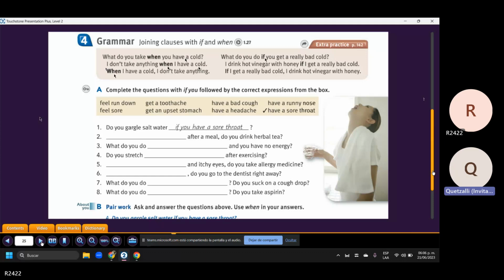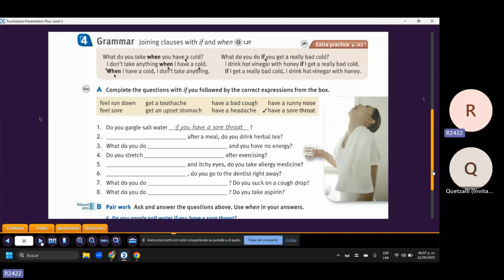Okay, number 5. If you have a runny nose and itchy eyes, do you take allergy medicine? Number 6. If you get a toothache, do you go to the dentist right away? Number 7. What do you do if you have a bad cough? Do you suck on a cough drop? And the last, number 8. What do you do if you have a headache? Do you take aspirin?